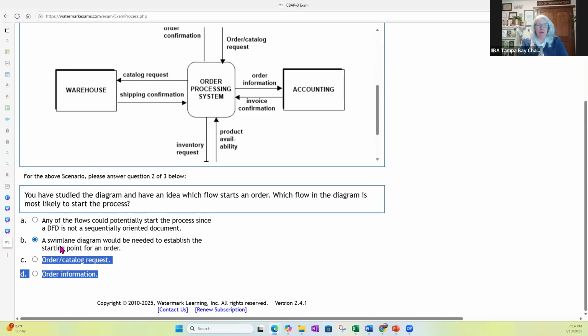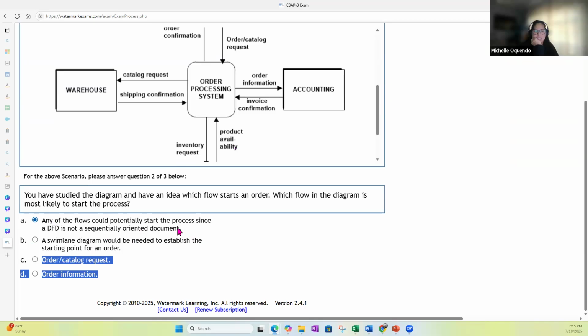I don't love swim lane diagram because it's telling us a single technique is the only one that would tell us information. I don't think it should be telling us a single technique is the only thing that would give us the information we need, because there's other things that could do it. I think A is going to be your right answer. Any of these flows could potentially start a process because it's not a sequentially oriented document.